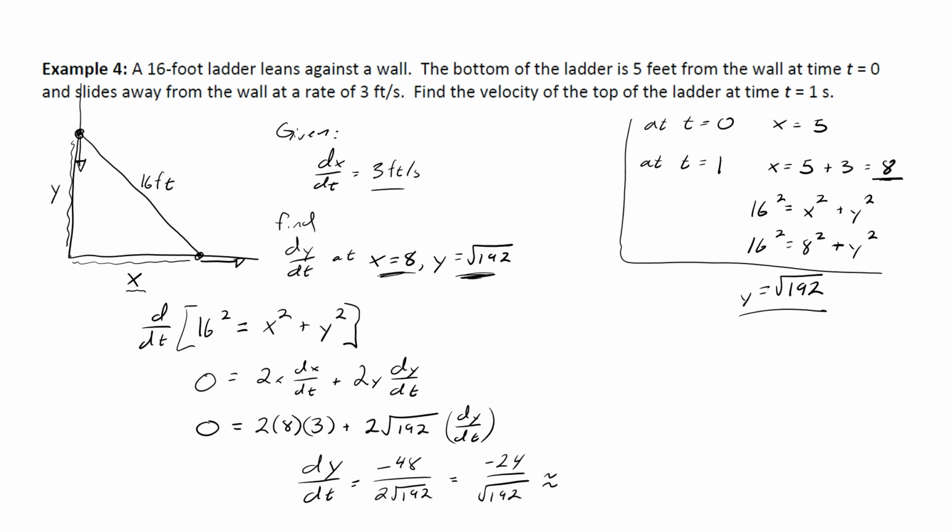And if we get a decimal approximation for this, we should see it's a wonderful, adorable little value. It's actually going to be the square root of 3, which is kind of nice. But it's going to be 1.732. And then my units are going to be feet per second.